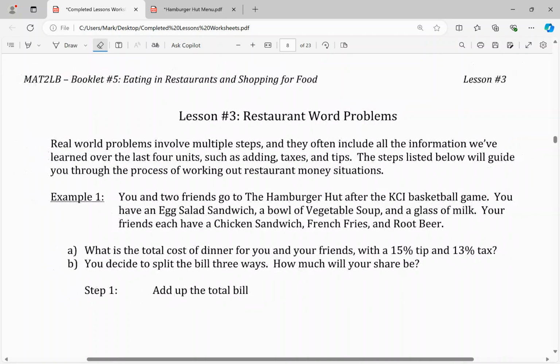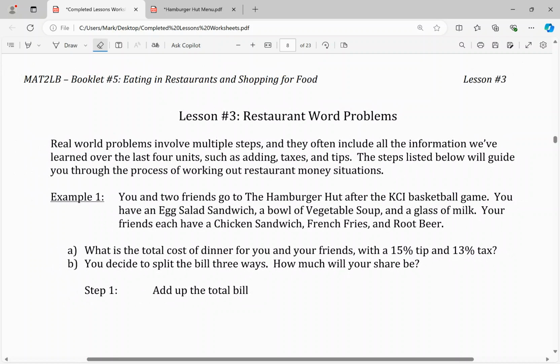All right, everyone. Today we are going to be completing Lesson 3 in Booklet 5. That is answering word problems that have to do with restaurants. Now, in this lesson, make sure that you are reading the problem carefully, as there are some key words that if you miss, you'll get the answer wrong.